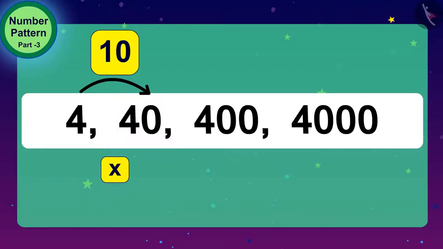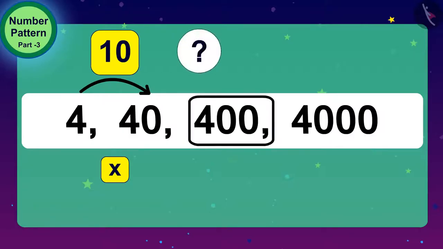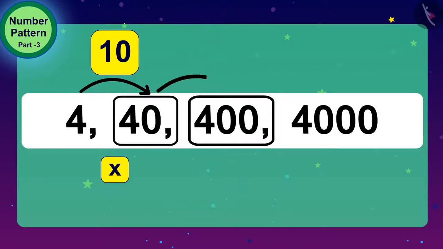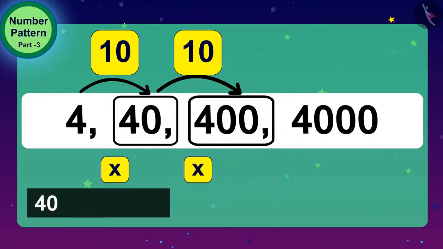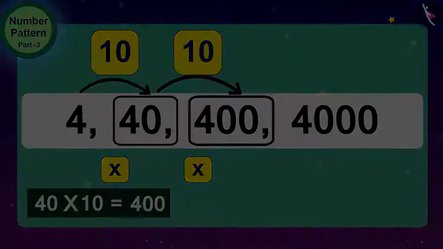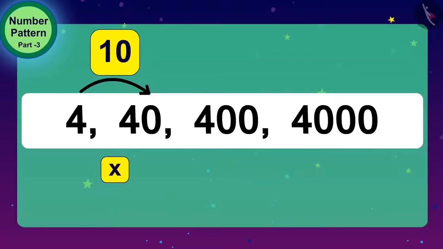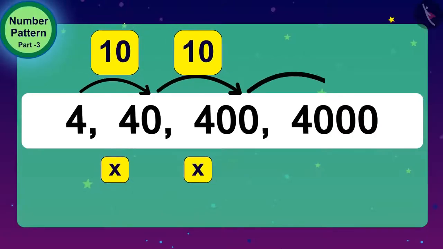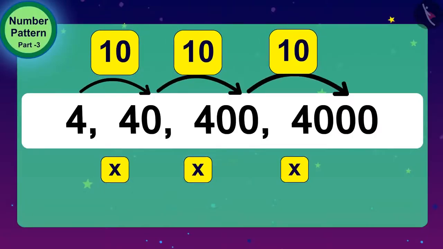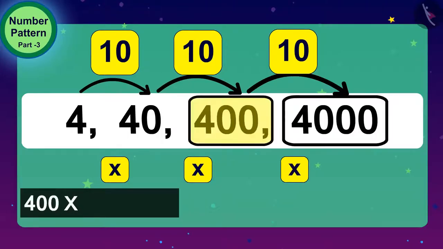Let us now look at the next number, 400. What do we have to do to get a number from 40 to 400? Yes, 40 has to be multiplied by 10 once again. Oh wow, children, we have found the rule of this number pattern. To get the next number here, we are multiplying the number before it by 10.